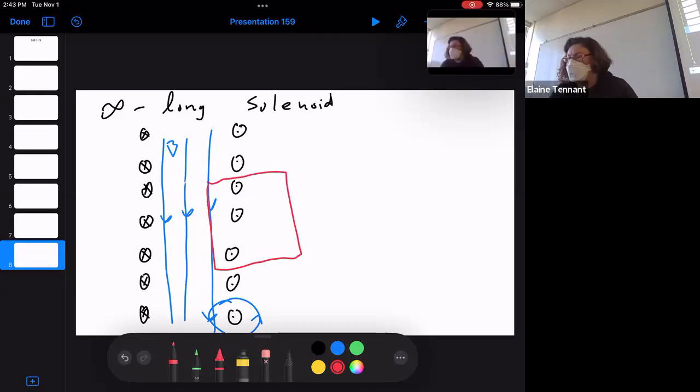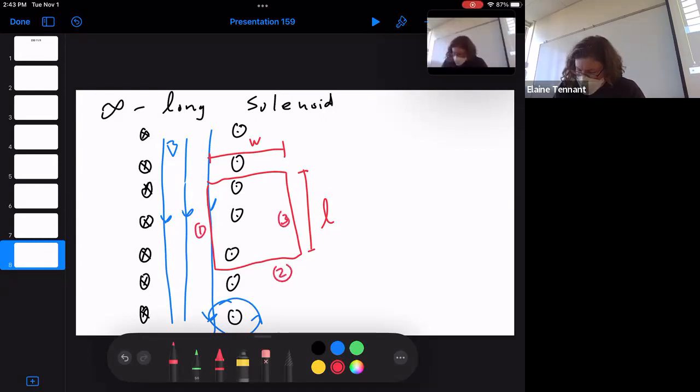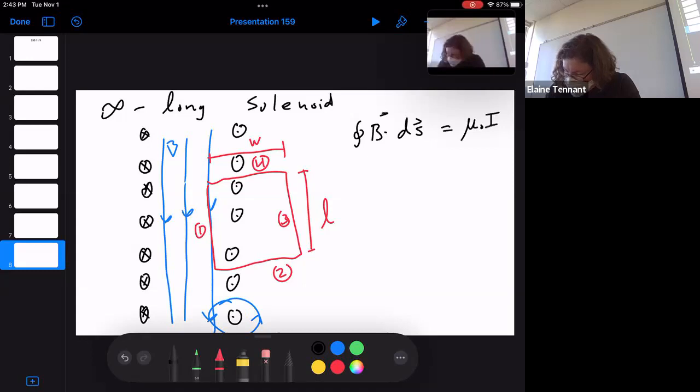Okay. And then on top of that, I'm going to put my loop like that. It's going to be L long, it's going to be W wide. And I'm going to label, I have sides 1, 2, 3, and 4. Sound good? Okay. Let's start filling this in. So we have the integral of B dot ds equals mu naught I inside.